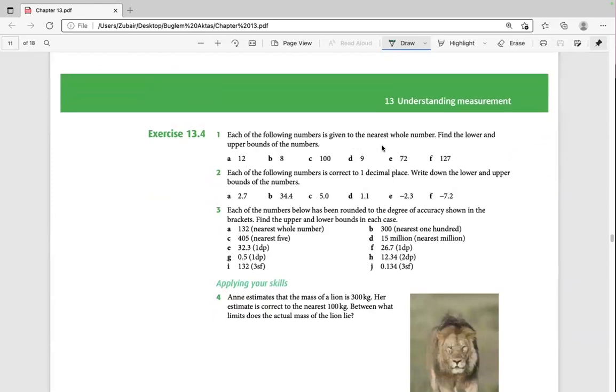Now, each of the following numbers is written to the nearest whole number. Find the lower and upper bound of the numbers. If it is written to the nearest whole number, that means the value is 1, and we take half of this. So in all of these, we add and subtract 0.5. So upper bound and lower bound. For 12, it is 11.5 and 12.5. For 127, it is 127.5 and 126.5.